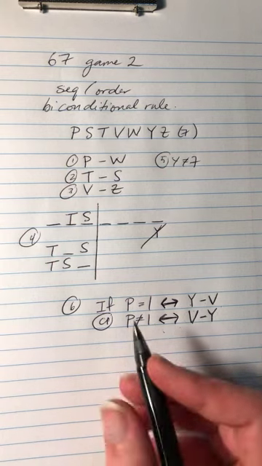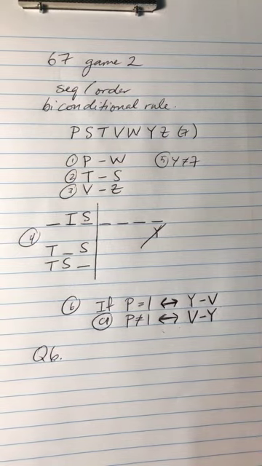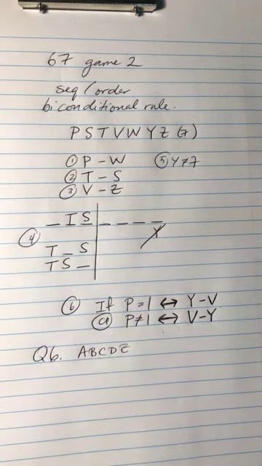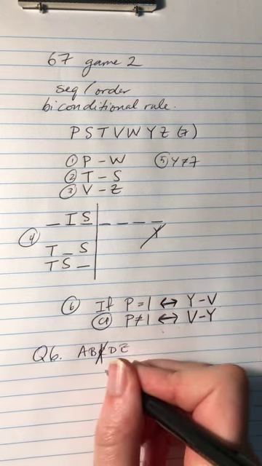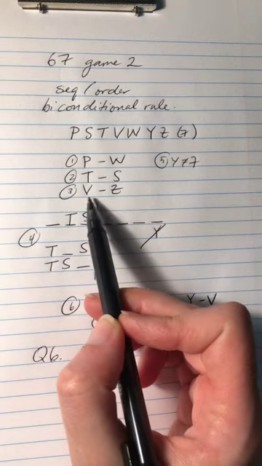Okay, so let's apply these to the first question. Question 6. And we're just going to apply each rule one by one to eliminate the rule breakers or the incorrect answers. So first, P must be before W. So C can be eliminated. C breaks rule 1. T must be before S. Okay, so none of the answer choices actually breaks that rule.